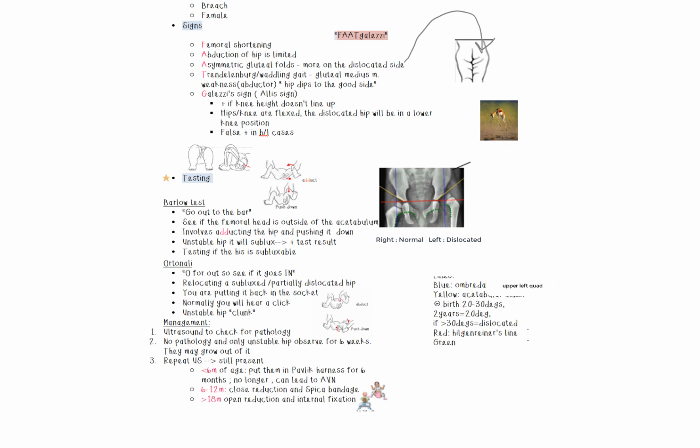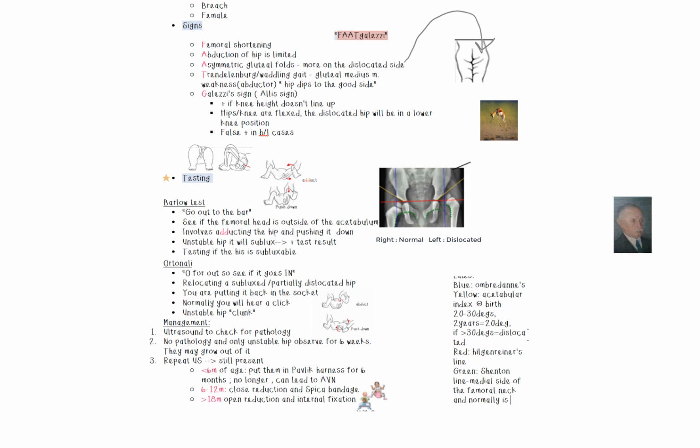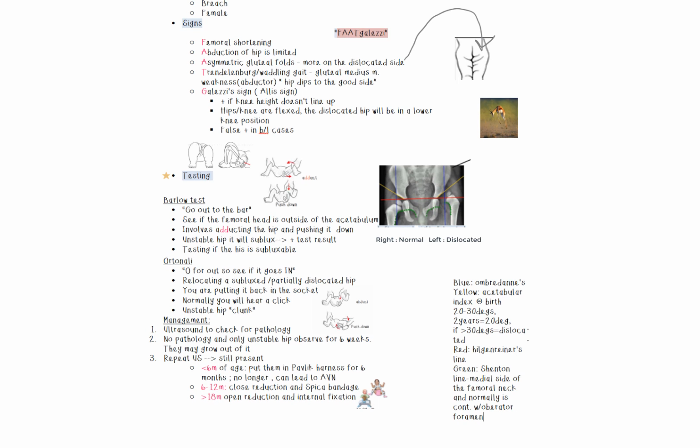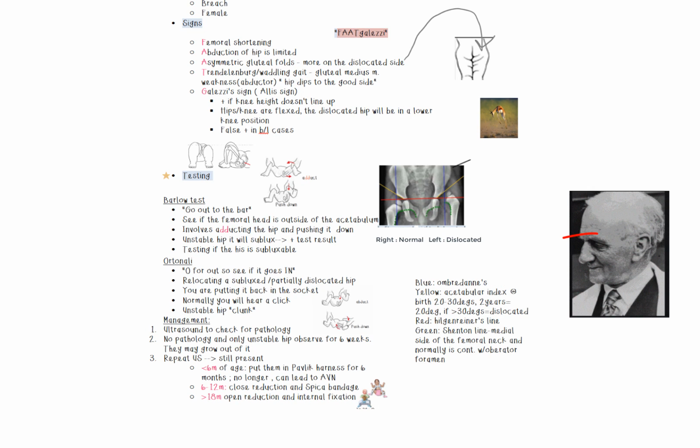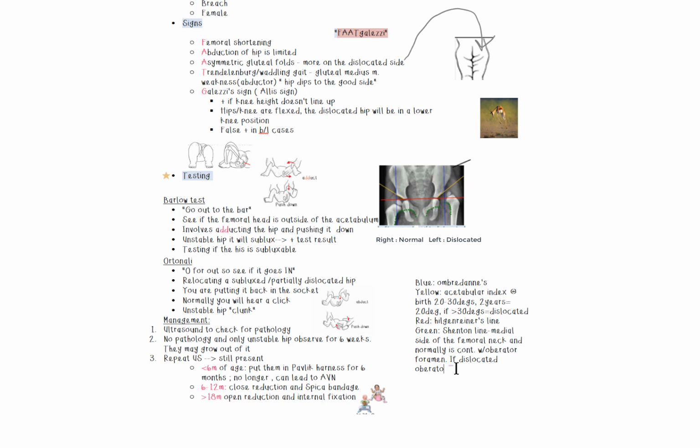Now we have got the red line also, and this is called the Hilgenreiner's line. That is my American German way to pronounce it, named after this German surgeon. And then we've got the green line, which is called the Shenton line. This is essentially the medial side of the femoral neck, and it's supposed to be in line with the obturator foramen line. As you can see, the left side is offset, and that is your dislocated side.